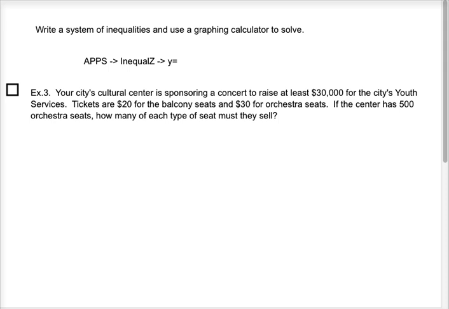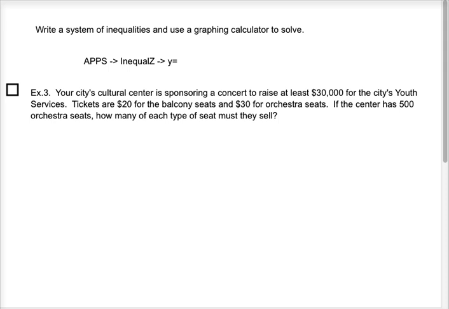So, example 3. Your city's cultural center is sponsoring a concert to raise at least $30,000 for the city's youth services. Tickets are $20 for the balcony seats and $30 for the orchestra seats. If the center has 500 orchestra seats, how many of each type of seat must they sell?